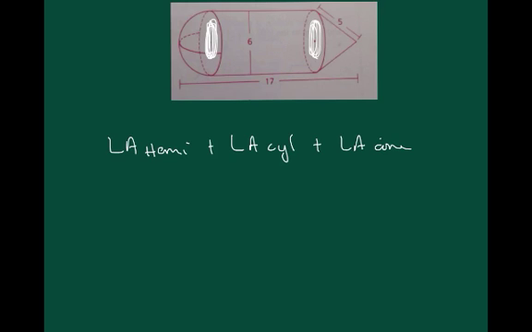The lateral area of the hemisphere is 2 pi r squared plus the lateral area of the cylinder, which is 2 pi r h, and the lateral area of the cone is going to be pi r l.